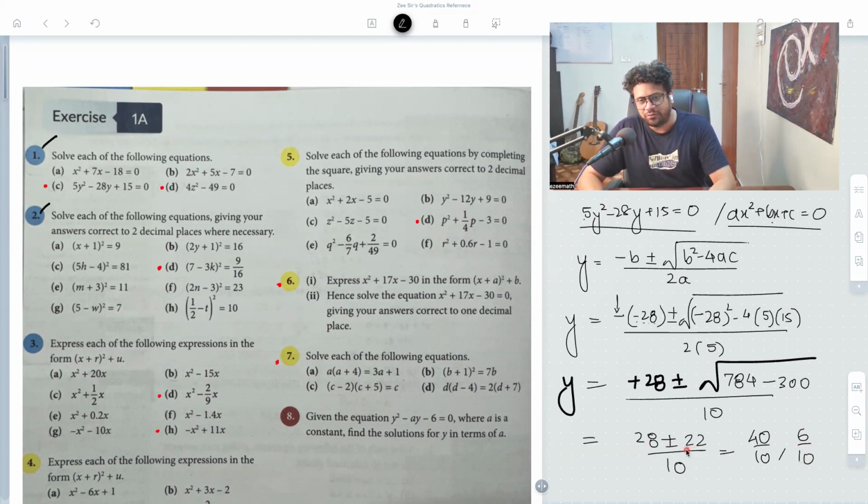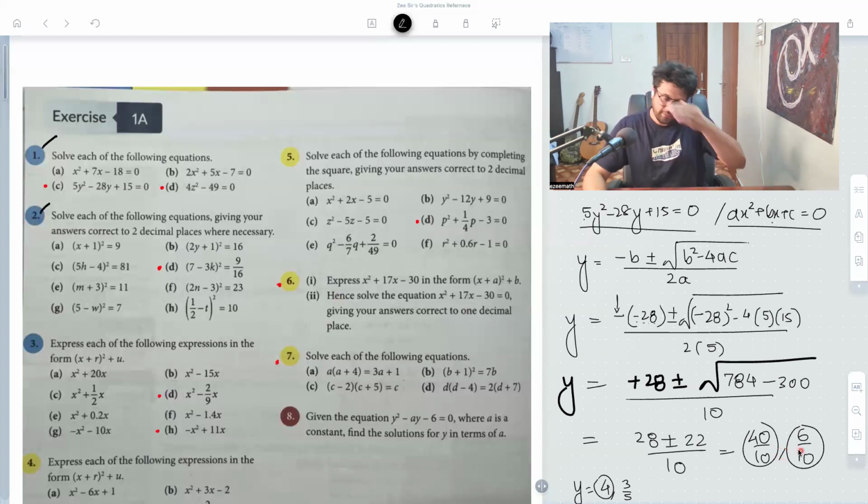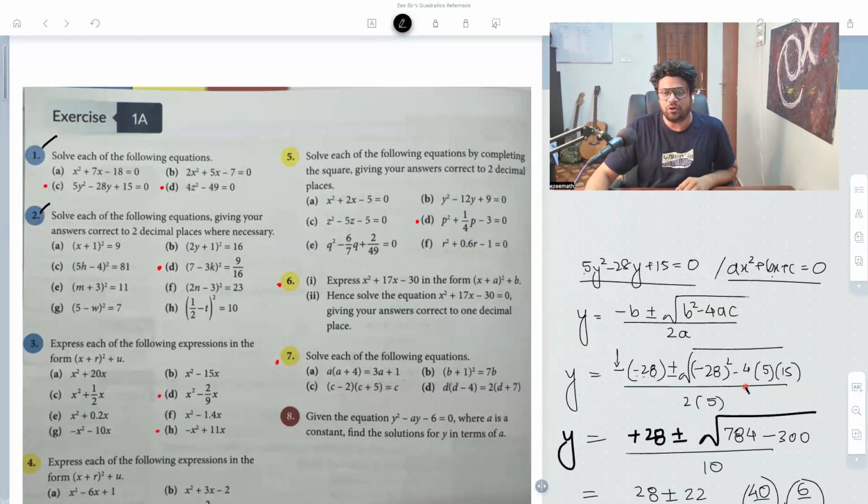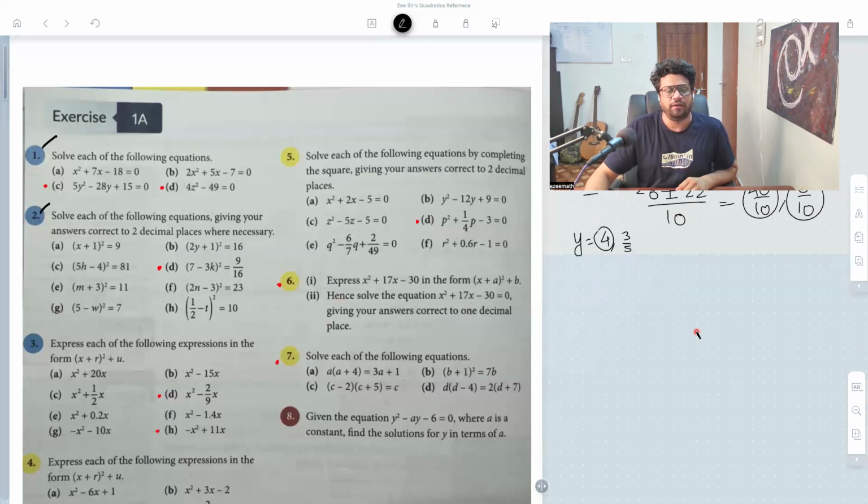28 plus 22, that's 40. 28 minus 22, that's 6. And that is why y comes out to be 4 and 3 over 5. This reduces to 4 and this reduces to 3 by 5. Well, that's the quadratic in one part C solved. These are the two y values. So all we had to do was to use the quadratic formula.